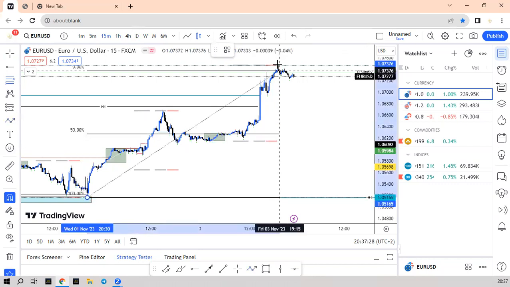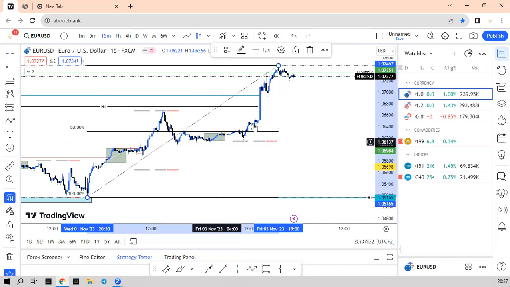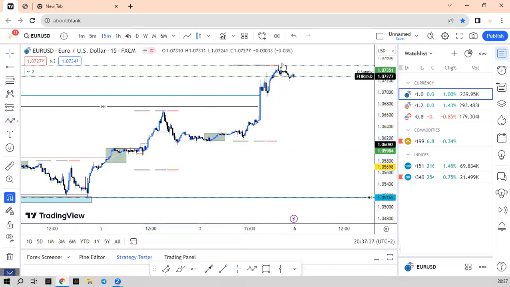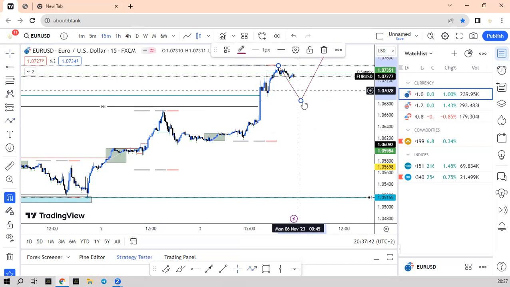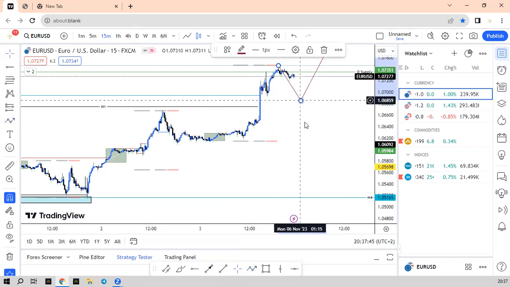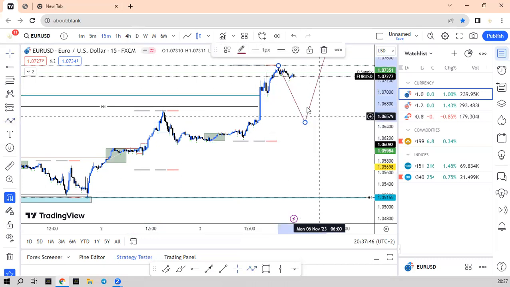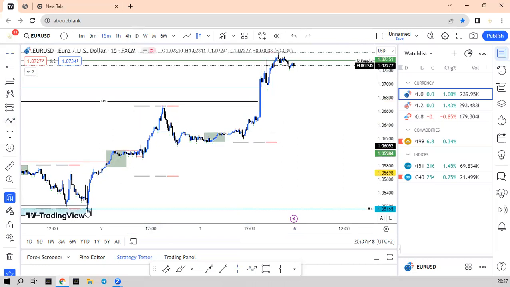You understand? That's why I'm saying, oh, maybe it can come here because of this discount and premium. However, sometimes the market can take maybe something like this, a small retracement, and continue going up. But these are not high probability trades. High probability trades will always come from the 50%. So we have this low, we have not created a high.